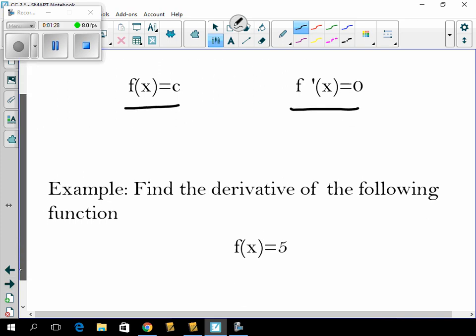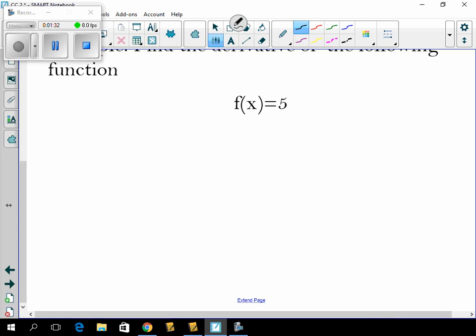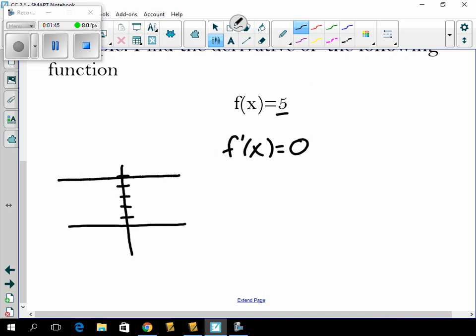So if I'm looking at this function down here below, f of x equals 5, the derivative has to be 0 because 5 is just a constant. And if I look at the graph, f of x equals 5, it's just a horizontal line. And so it makes sense because its slope is 0 anyway.